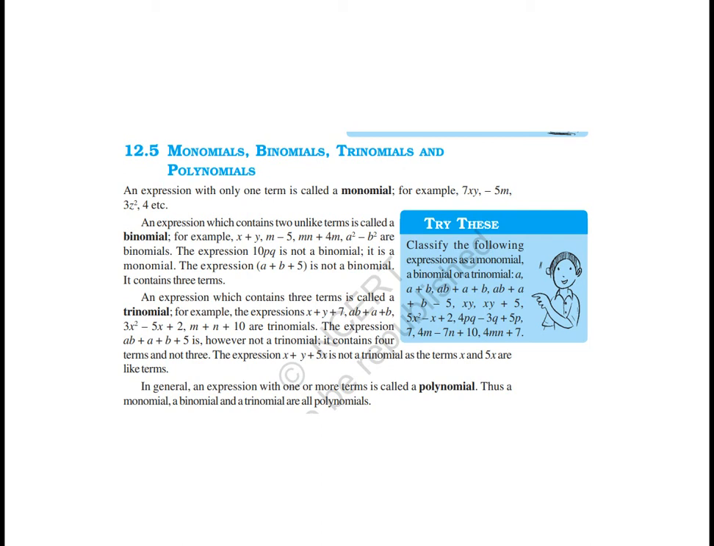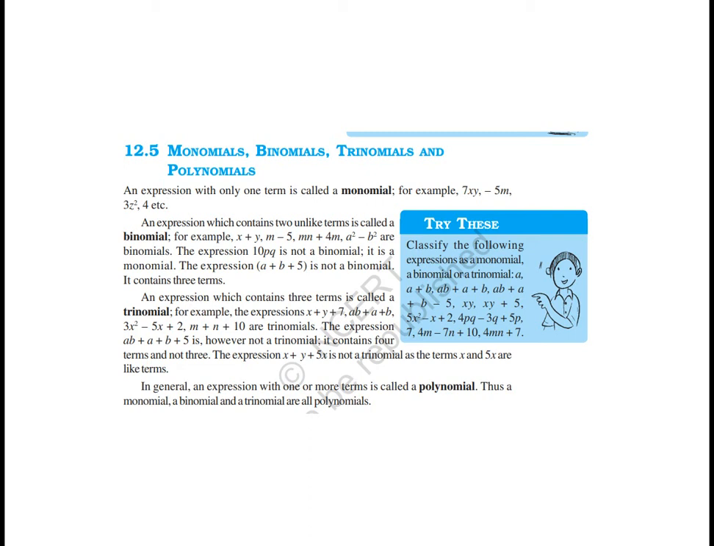Monomial is only one term. There will be only one term in the entire expression. So that is 7xy or -5x or 4 or 3z square. So यहाँ पे सिर्फ एक ही term है. So these are called monomials. What are binomials? जहाँ पे दो unlike terms होंगे, x plus y, x square y plus y, m minus 5, right? These are expressions जहाँ पे दो unlike terms होंगे.